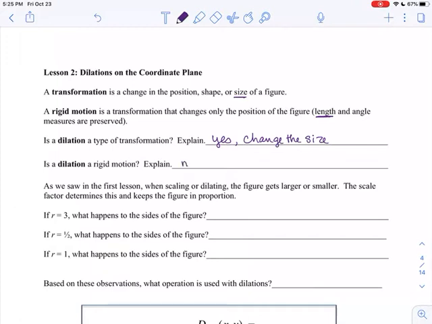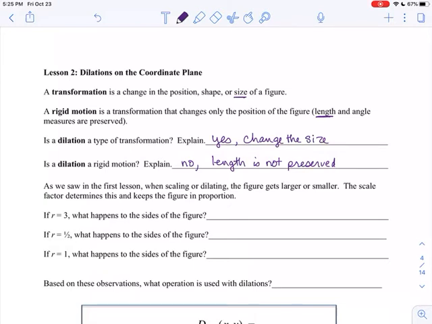Is a dilation a rigid motion? Let's look at the definition. To be a rigid motion, I change only the position of the figure. Length and angle measure are preserved, kept the same. Is a dilation a rigid motion? No, it's not, because the length is not preserved. A dilation changes the size. It is not a rigid motion. Length is not preserved.